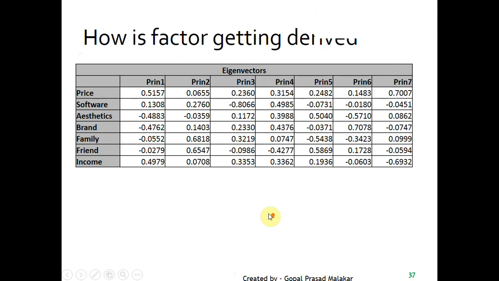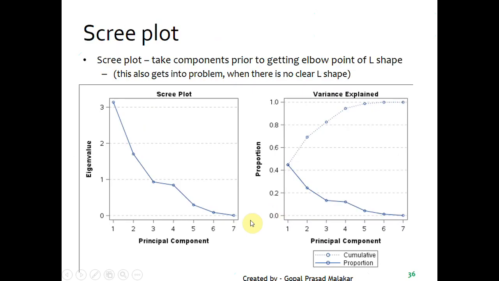All said and done, there is no hard and fast way of doing this. You apply your common sense, but on average you can say take all those which come before the elbow, or take only those with eigenvalue more than 1. So that way these two, or if you decide to go a little further, you will keep another one.